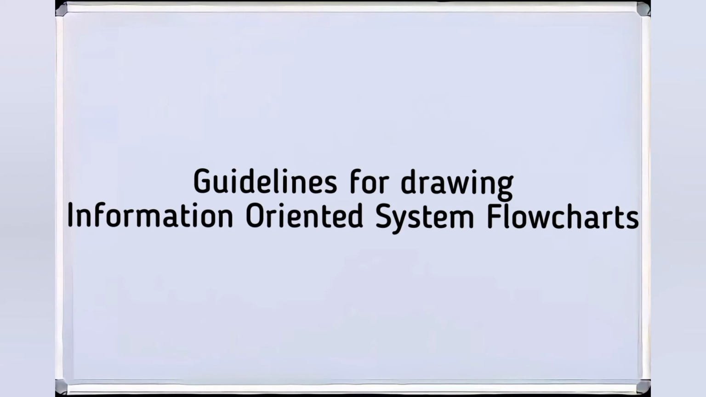Next one, guidelines for drawing information-oriented system flowcharts. There are a few simple steps in drawing information-oriented system flowcharts. The first step is to identify all groups or departments that are involved within the system. The names of these groups or departments become the headings across the top of the chart.